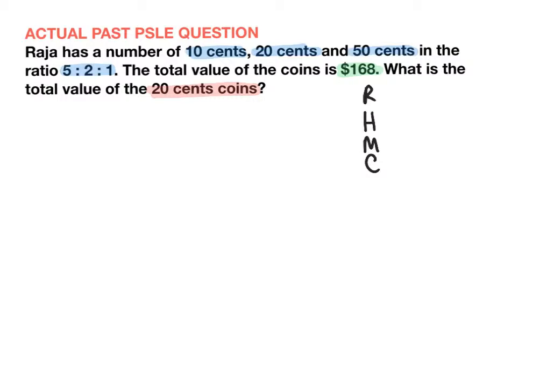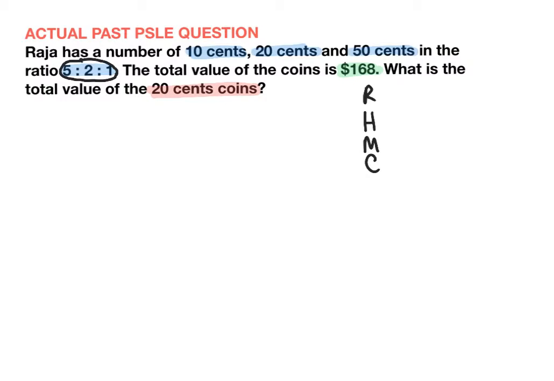Okay, and the next step is to choose the right method or identify the right method involved in this particular actual past PSLE question. So this is actually a past PSLE question. Alright, so the method involved in this question is known as grouping. Okay, now why grouping? Because we know at the start that the ratio of the coins is 5:2:1.